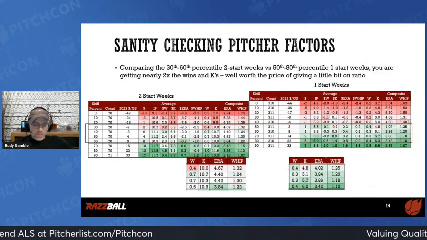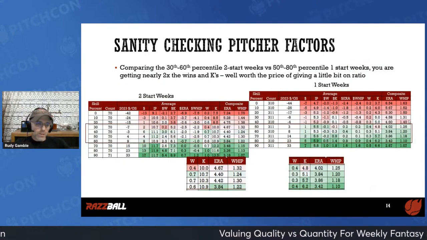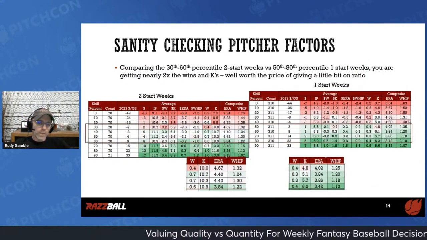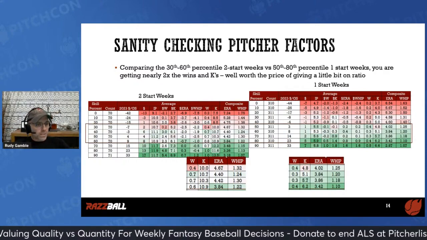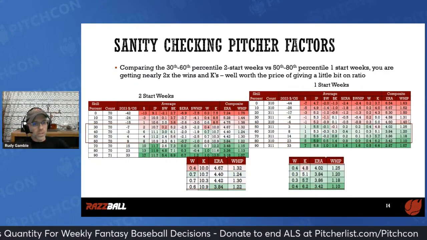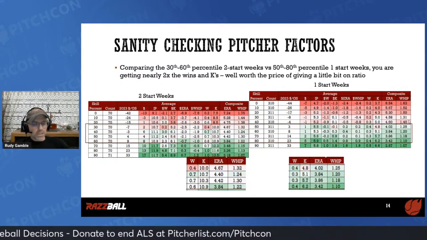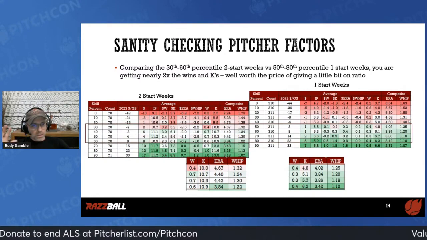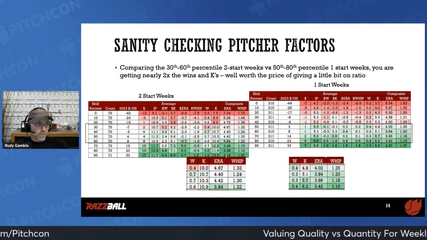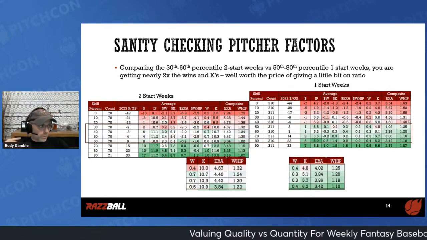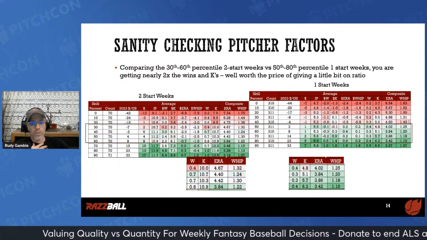This one on sanity checks is also a little more difficult. What I did is I took the chart from a couple slides ago, lined up the 30 to 60 skill percentile on 2-start weeks with 50 to 80 on the 1-start weeks, and zoomed in there, because the voice in your head, some people saying, don't do the 2-start week. They're going to blow up your ERA and WHIP.